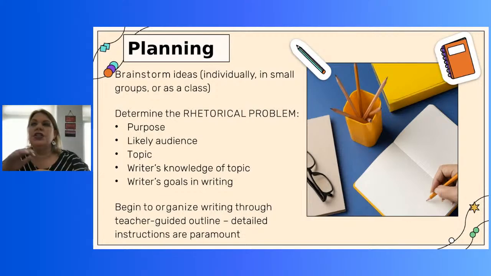It's not sufficient to say, write a descriptive paragraph about your house. Students need more guidance than that, right? They need more instruction, more scaffolding. This is the word we could use, yeah? Okay.